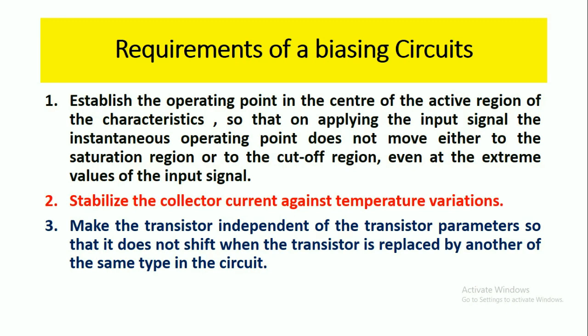And the second one is to stabilize the collector current against the temperature variations. That is, if the temperature is varied, then automatically the operating point may be shifted. And make the circuit independent of the transistor parameters, so that the operating point does not shift when the transistor is replaced by another of the same type in the circuit. So these are the requirements of the biasing circuits.